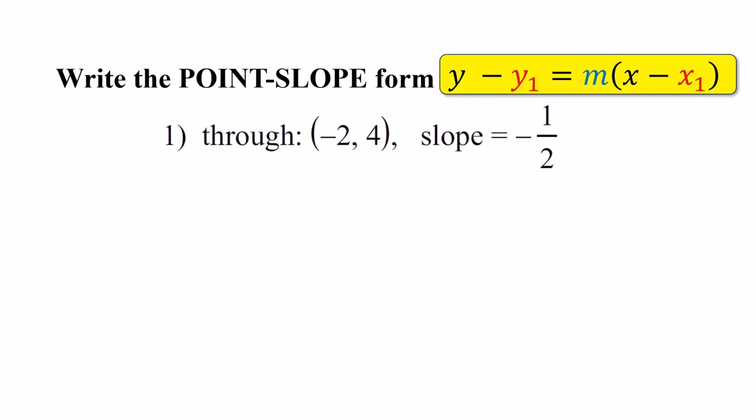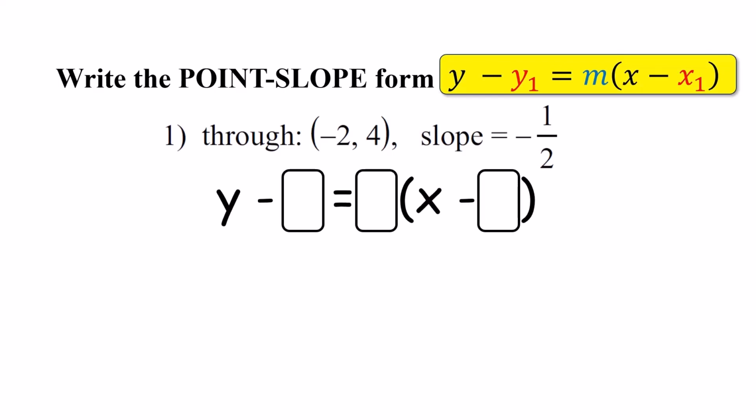y minus y1 equals m times x minus x1. x1 and y1 are the point you're given, and m is the slope. So really all you have to do is pop all the different numbers into these boxes and make any sign changes as necessary. And I'll show you that right now.